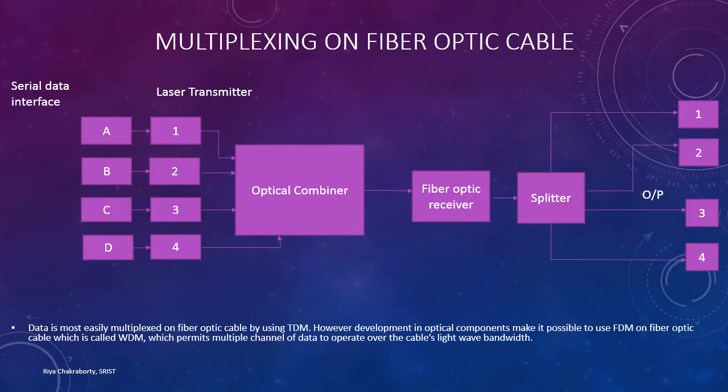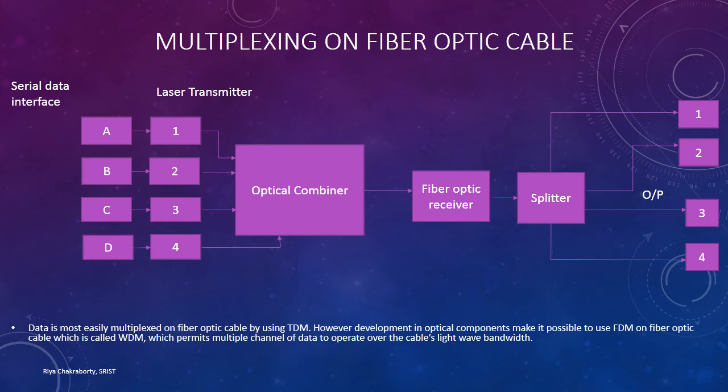Now, the part is multiplexing on fiber optic cable. Data is most easily multiplexed on fiber optic cable by using a time division multiplexer. However, developments in optical components make it possible to use FDM on fiber optic cable, or WDM, which permits multiple channels of data to operate over the cable's light wave bandwidth.